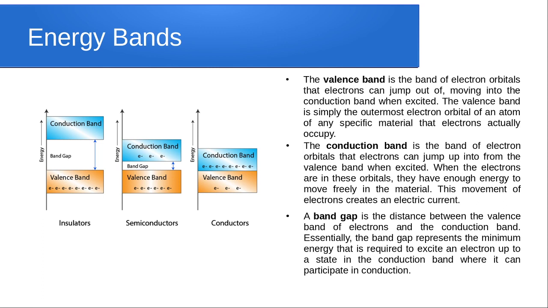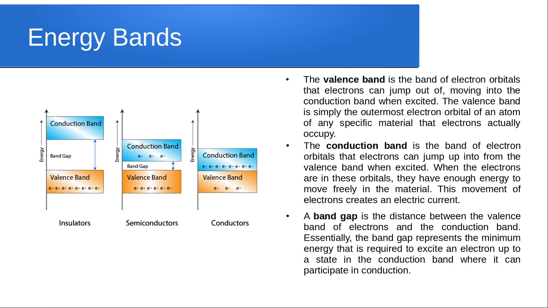For the energy band, there are three major constituents. One is the valence band. The valence band is the band of electron orbitals that electrons can jump out of, moving into the conduction band when excited. The valence band is actually the outermost electron orbit of an atom with electrons occupying it.